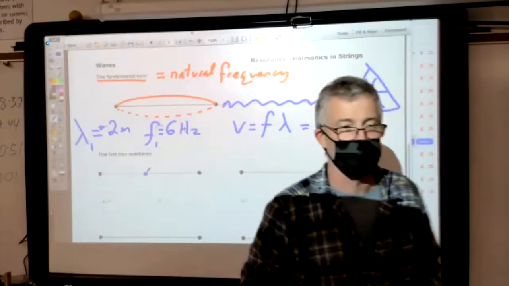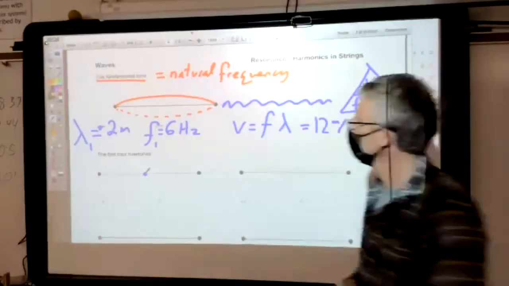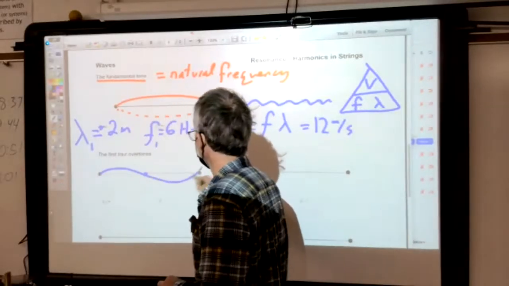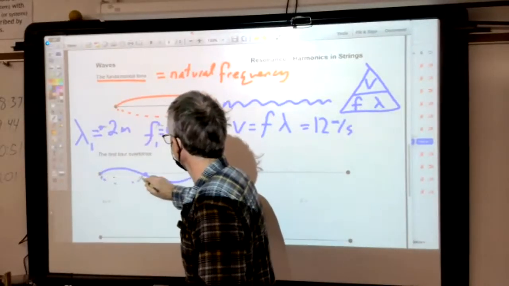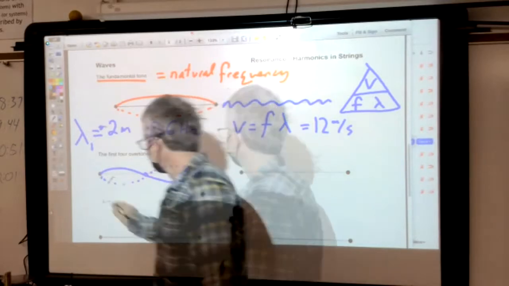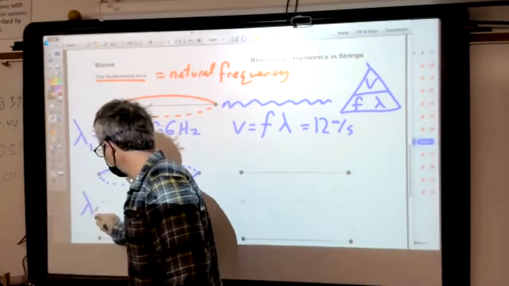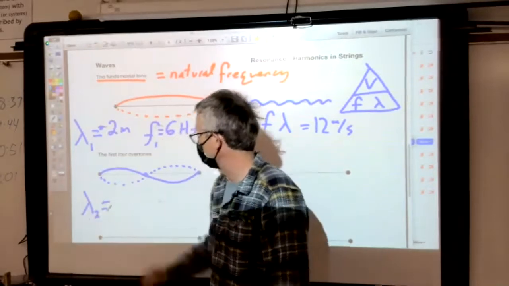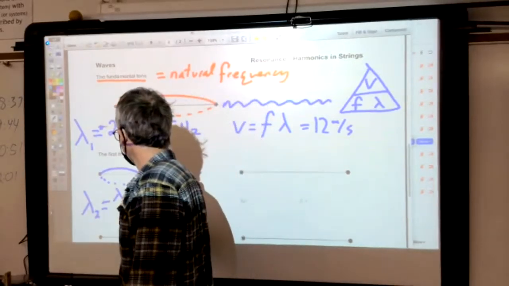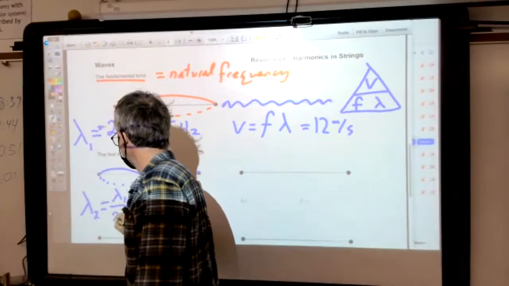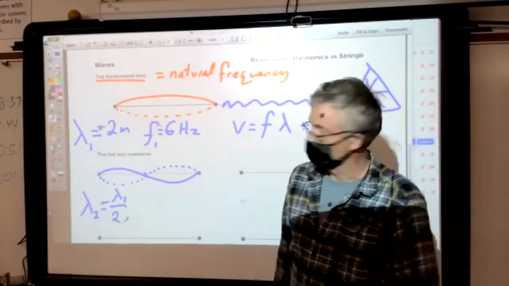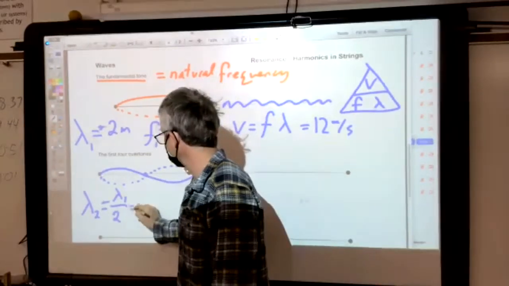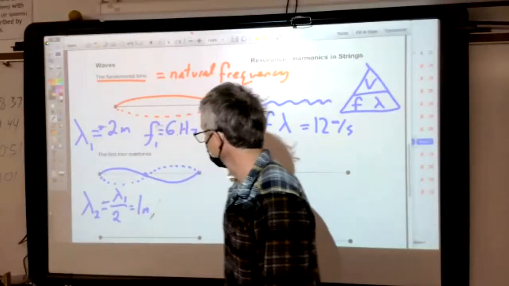So it's easier if you draw on the nodes first. And it's going to oscillate between this position and its alternating position. Right here, I'll draw this bigger. Lambda 2, the wavelength of the second harmonic. The wavelength of the second harmonic is the wavelength of the first harmonic divided by 2. So it'd be 2 meters divided by 2, which would be 1 meter in this case.